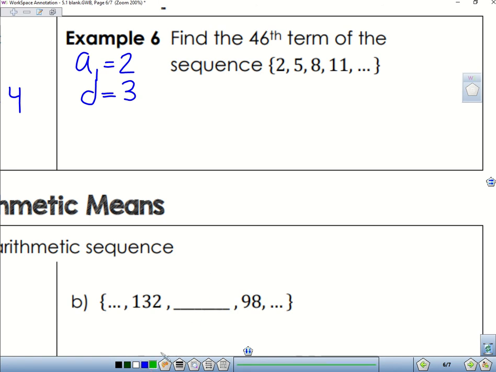So now that we have that information, we're just going to plug into the formula. So the explicit formula is a sub n is equal to a1 plus, good, 2 plus 3 times n minus 1. You got it. So this is the explicit formula, I just plugged in for a1 and d. Now, you could simplify it, but you don't really need to, right? Because we're just trying to find the 46th term. So what am I going to be plugging in for n? Good, 46.